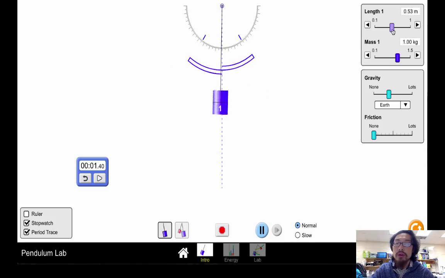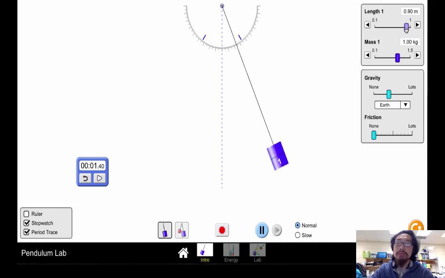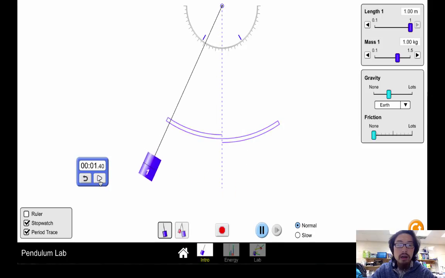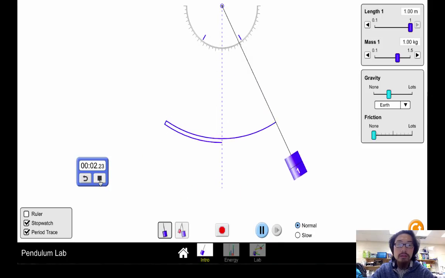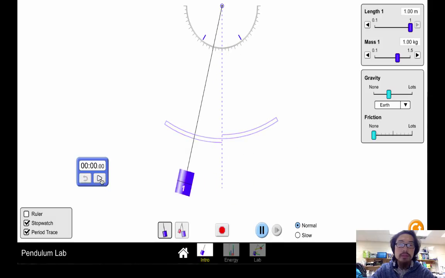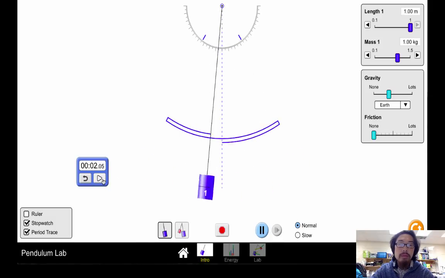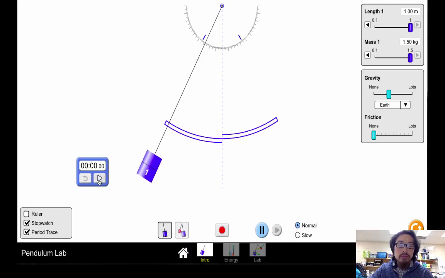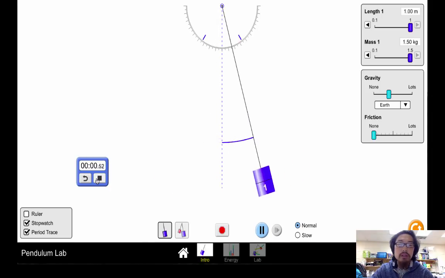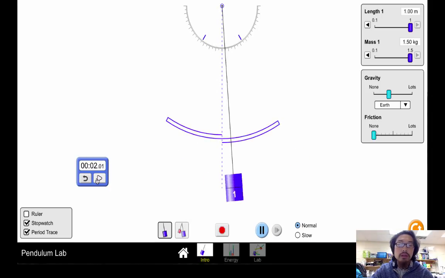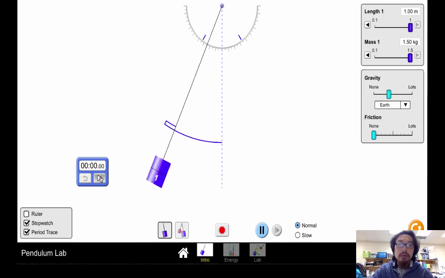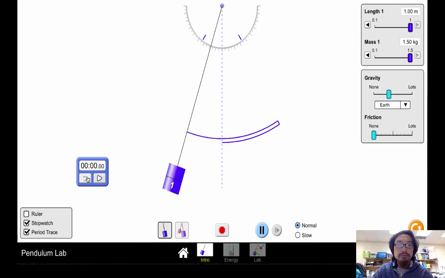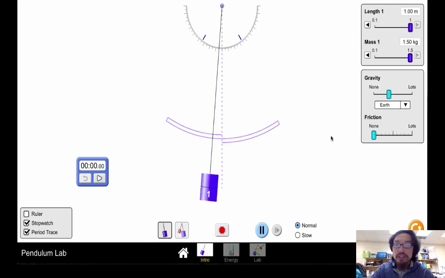So I'm going to change the length to something I have better reaction time with. We'll change it to 1 meter. Okay, so that's about 3 seconds. I'll try it one more time. Okay, so that's about 2 seconds. And if I increase the mass and we redo this trial, one period, okay, 2 seconds. We'll try it one more time. Okay, around 2 seconds. Cool. So it doesn't really change, right?